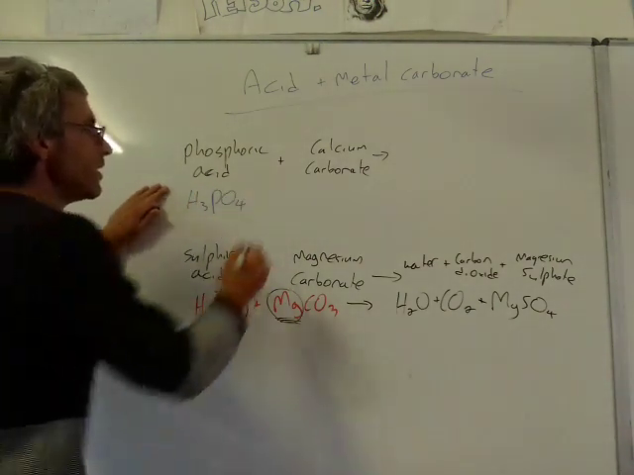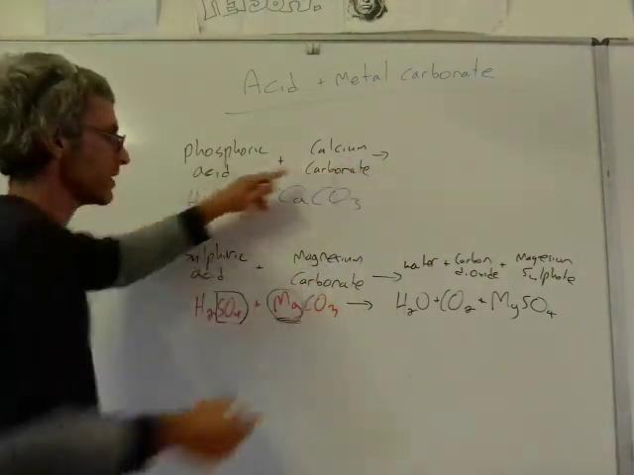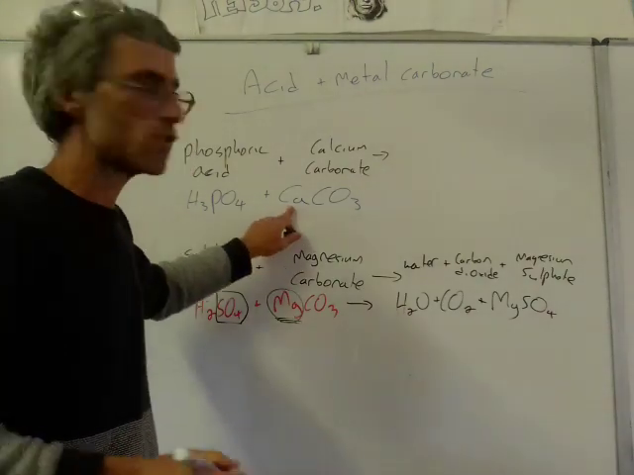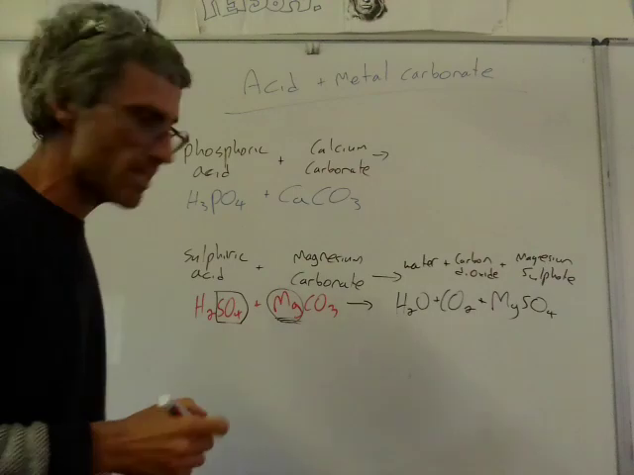H3PO4. Okay? Calcium carbonate, CaCO3. You're noticing it's always carbonate. Calcium is second column, so +2. Carbonate is -2. Again, an easy marriage there.